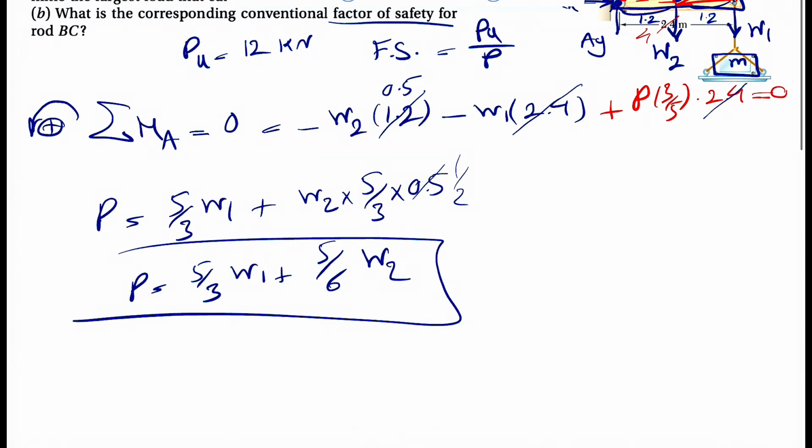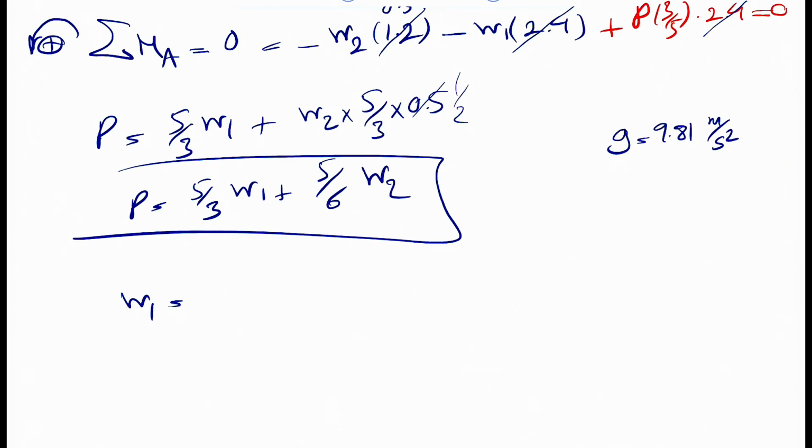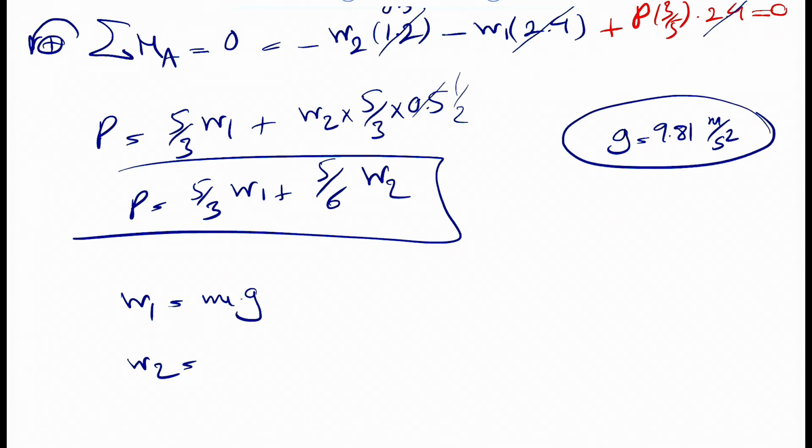And that would be our biggest takeaway from this part of the question, that we can find P based on the W1 and W2. So now we can find W1 and W2 pretty easy. You just need the mass and multiply that by acceleration of gravity, which we know is 9.81. And we're going to have the same thing for W2.